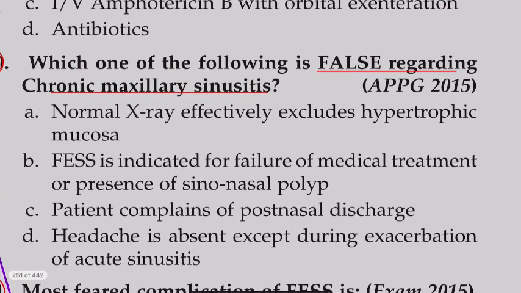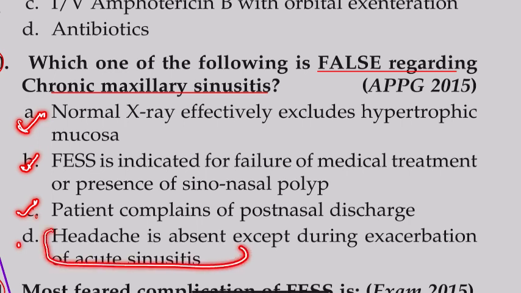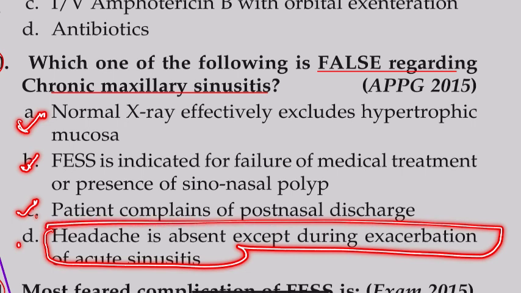Which one of the following is false regarding chronic maxillary sinusitis? Normal X-ray effectively excludes hypertrophic mucosa. Is it true? Yes, it is true. FESS is indicated for failure of medical treatment or presence of sinonasal polyp. It is also true. Patient complains of postnasal discharge. It is also seen. Headache is absent except during exacerbation of acute sinusitis. It is not the right statement.